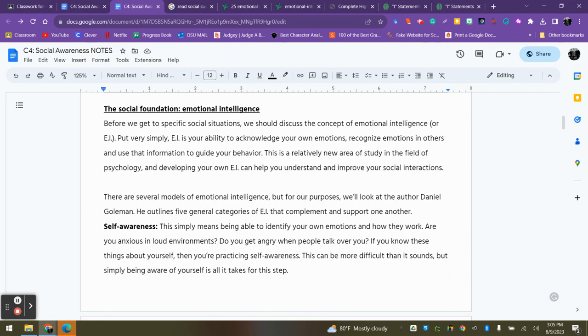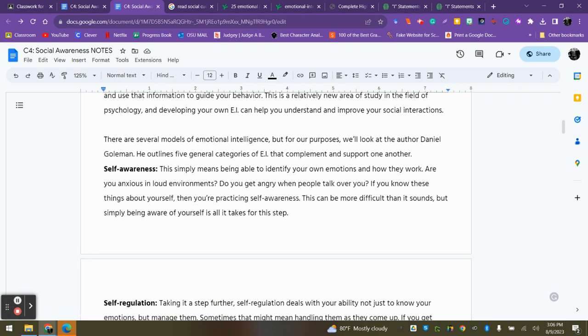The social foundation, emotional intelligence. Before we get to specific social situations, we should discuss the concept of emotional intelligence, or EI. Put very simply, EI is your ability to acknowledge your own emotions, recognize emotions in others, and use that information to guide your behavior. This is a relatively new area of study in the field of psychology, and developing your own EI can help you understand and improve your social interactions.